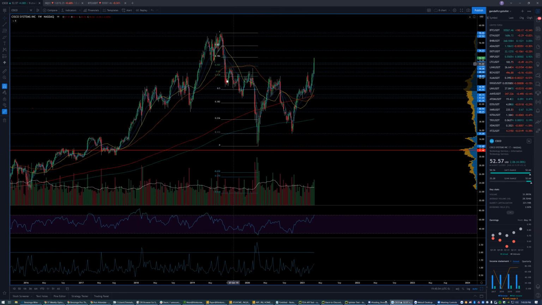The golden pocket on your Fibonacci, for us, is between the 618 and the 707. Brett has the 786; he goes all the way down to the 786. I tend to disagree with that. I think the 707 is as far as I want to go for the golden pocket.